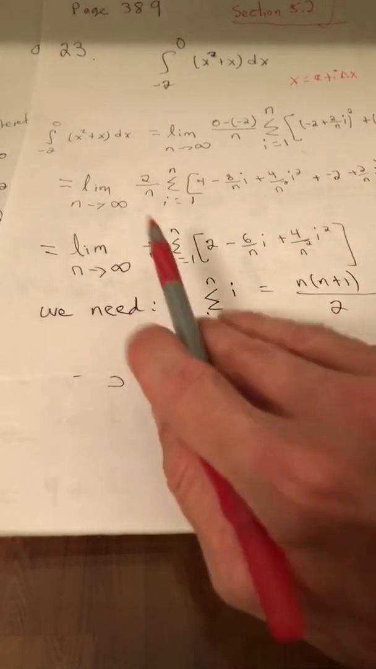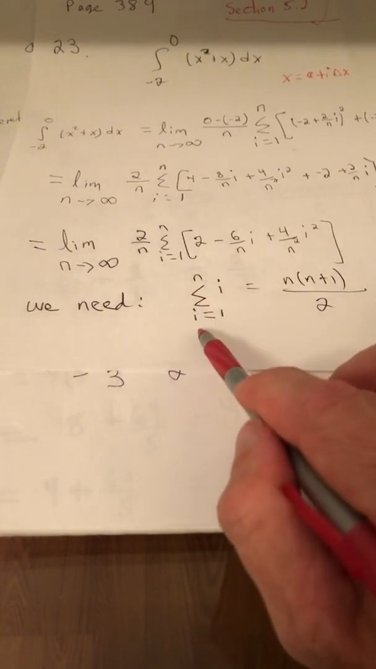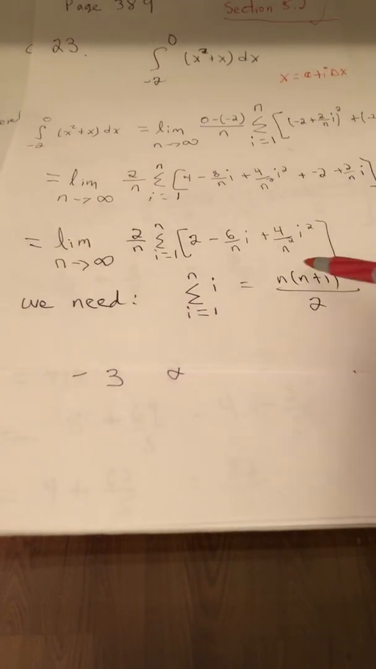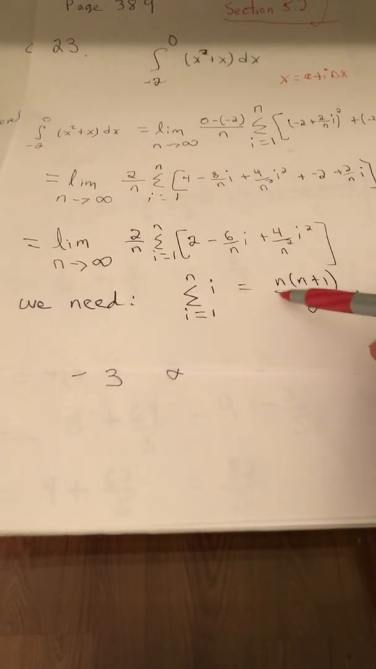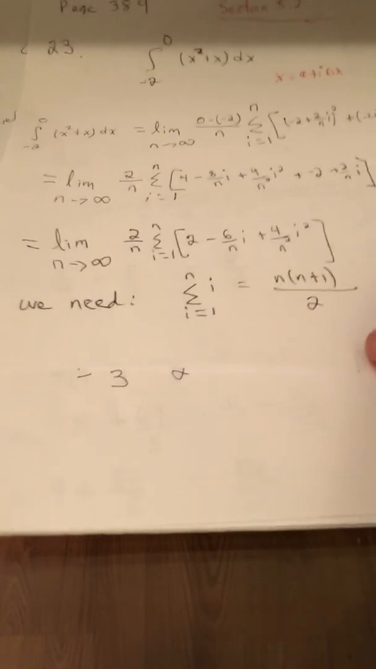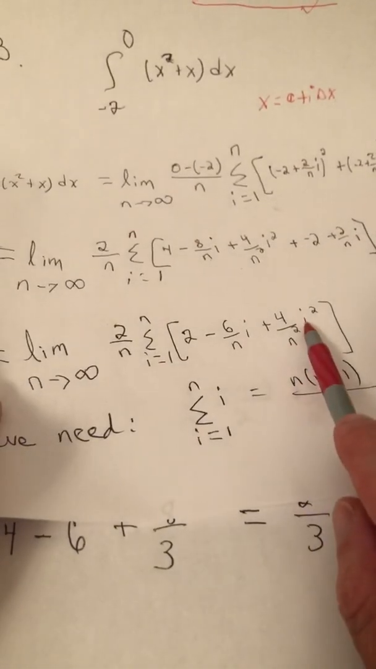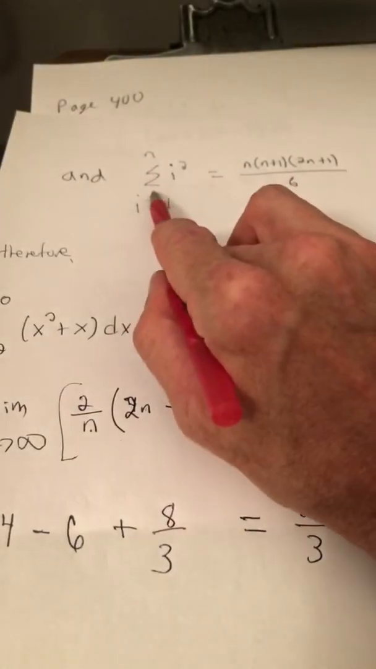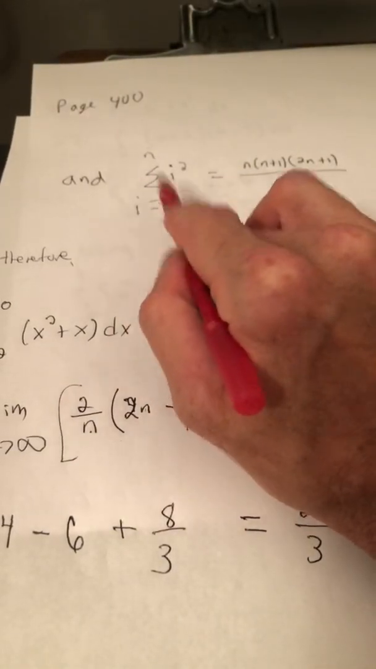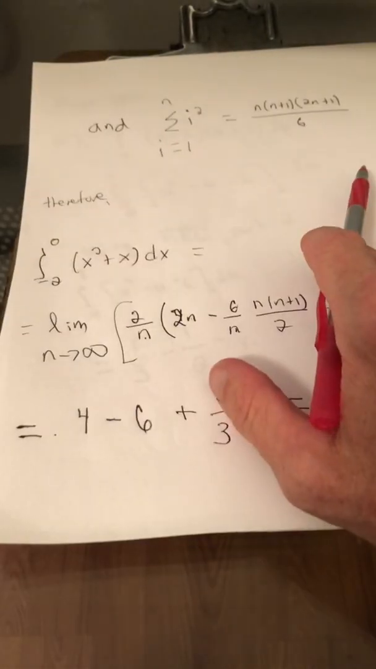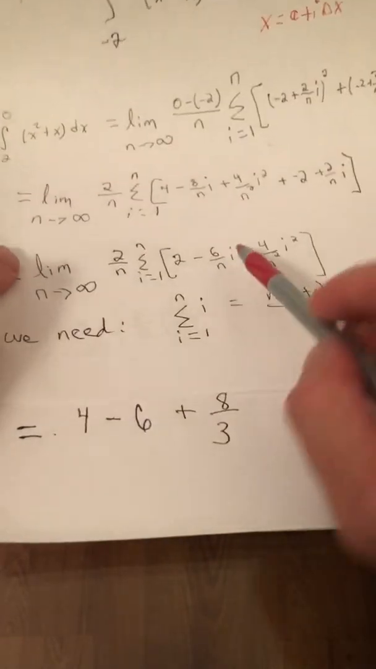So we need to know that the summation of i from i equal to 1 to n is given by this expression. Now that could actually be proved. It's an interesting problem. And what else are we going to need? We're also going to need, because of this term right here, the summation of i squared from i equal to 1 to n, given by that.